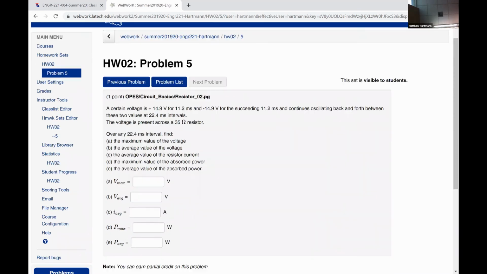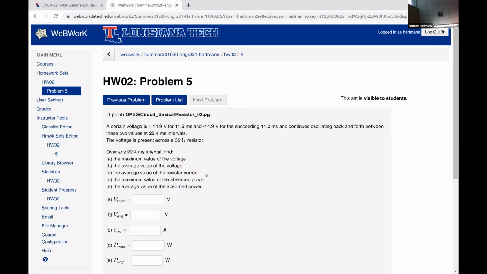And then problem 5. The voltage is 14.9 volts for some time interval and negative 14.9 volts for the succeeding same interval, and oscillates back and forth. The voltage drop is present across a 35 ohm resistor. Over any one period of the cycle, find the maximum value of the voltage. That's pretty easy. It's going to be 14.9 volts.